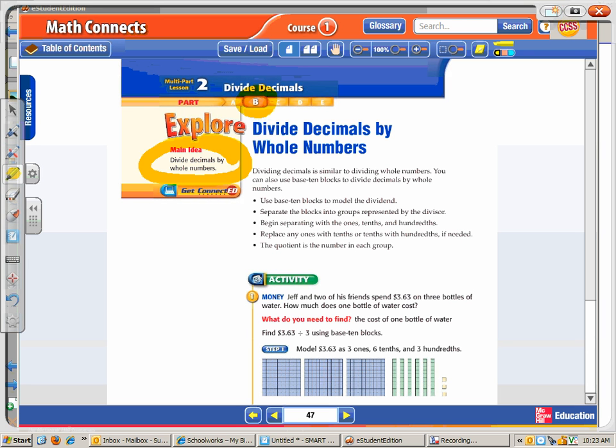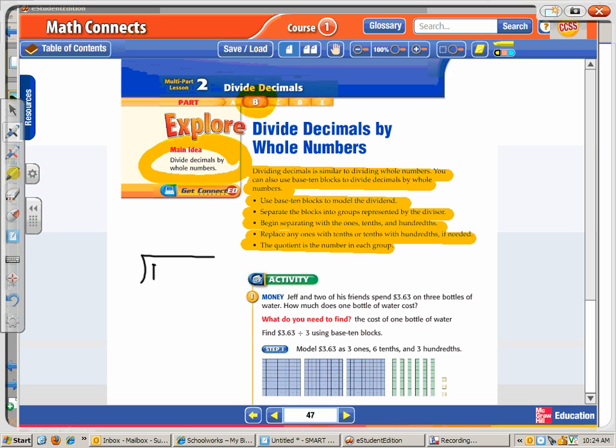Definition of dividing decimals. Dividing decimals is similar to dividing whole numbers. You can also use base 10 blocks to divide decimals by whole numbers. We'll use base 10 blocks to model the dividend. We'll separate the blocks into groups represented by the divisor. We'll begin separating with the ones, tenths, and hundredths. Replace any ones with tenths or tenths with hundredths if needed. And then the quotient is the number in each group. So basically going back to what we know about division from last year.